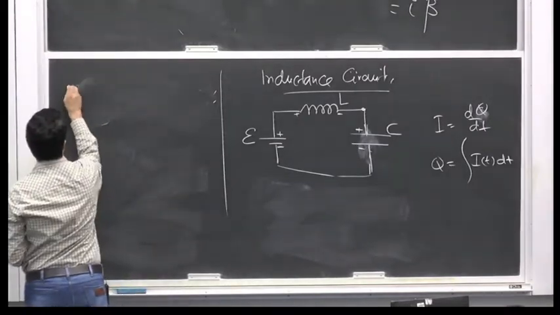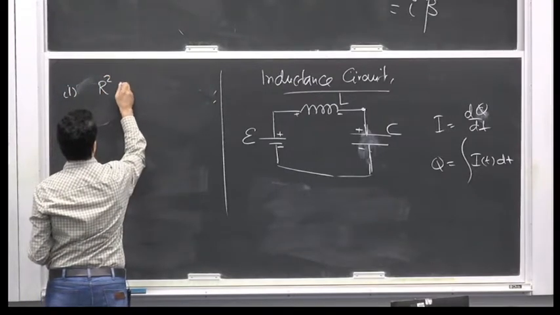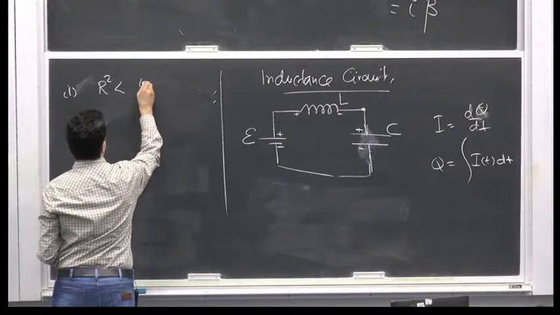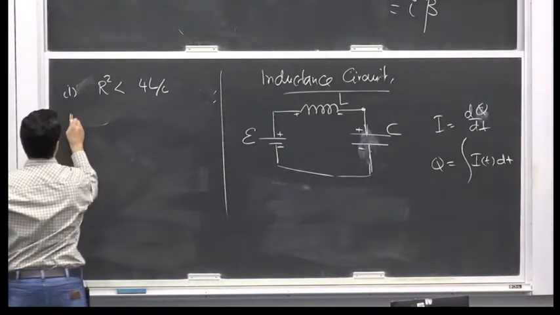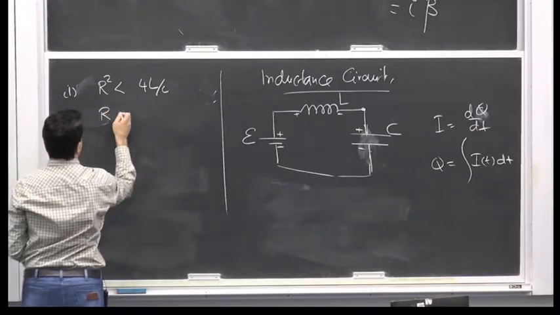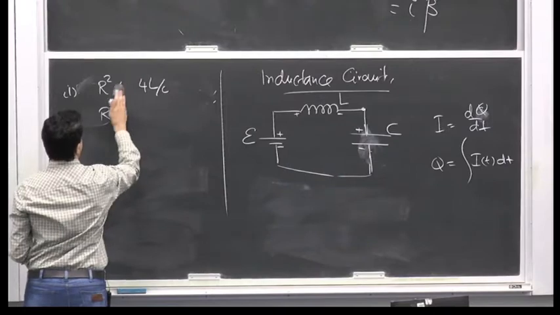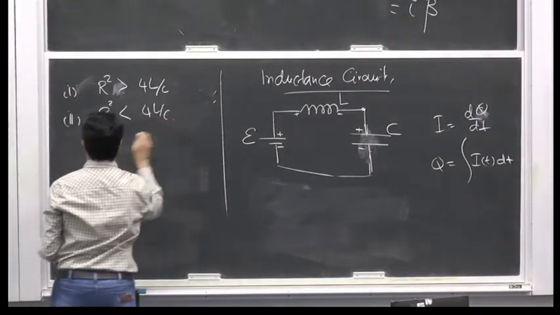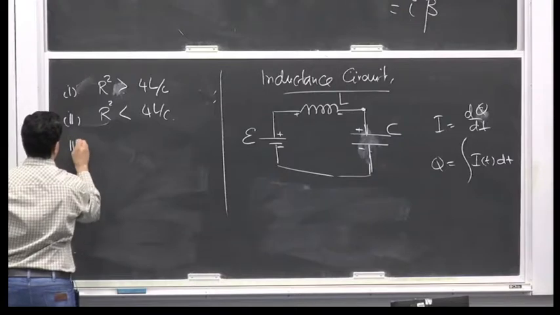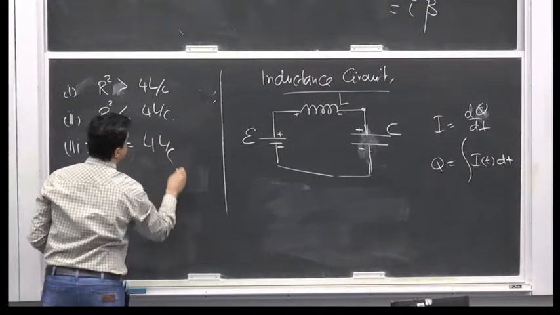Cases in which R squared is less than 4L by C, then you have the second case in which R squared is less than 4L by C, and then you have the third case in which R squared equals 4L by C.